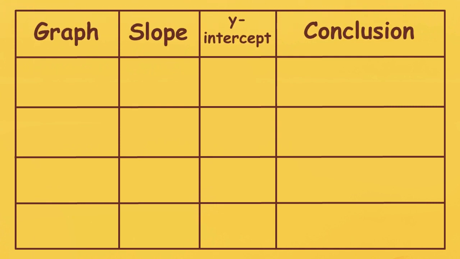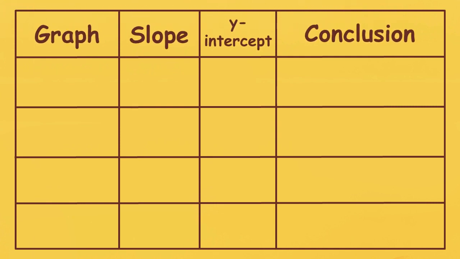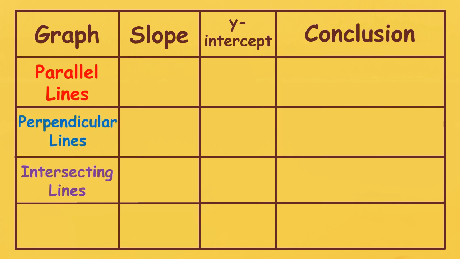Okay, let us summarize the four possibilities when graphing two linear equations in one Cartesian plane. So let us talk about their graph, slope, y-intercept, and conclusion. So we have four possibilities: parallel lines, perpendicular lines, intersecting lines, and coinciding lines. Okay, let us have parallel lines first.